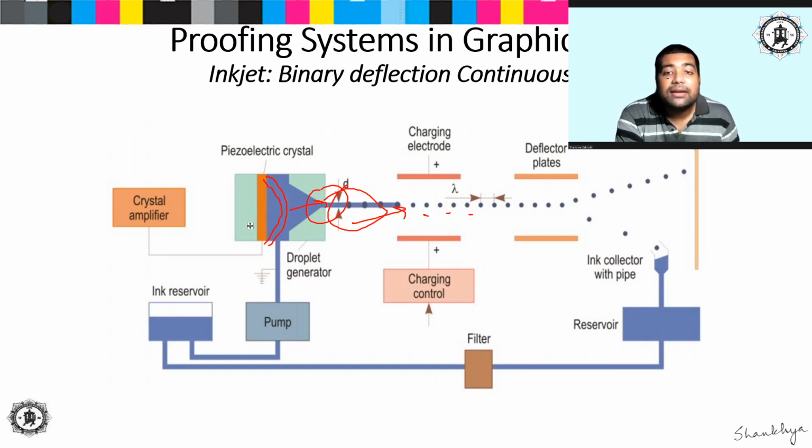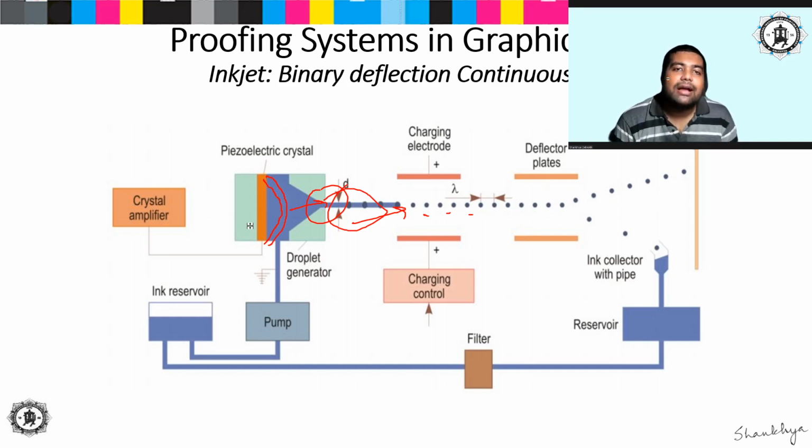If this vibration is continuous, the droplets will be generated continuously, and in case of drop on demand, they are intermittently reproduced. Whenever there is a requirement, the drops will be generated. In addition to this piezoelectric method of droplet generation, the thermal method can also be used.